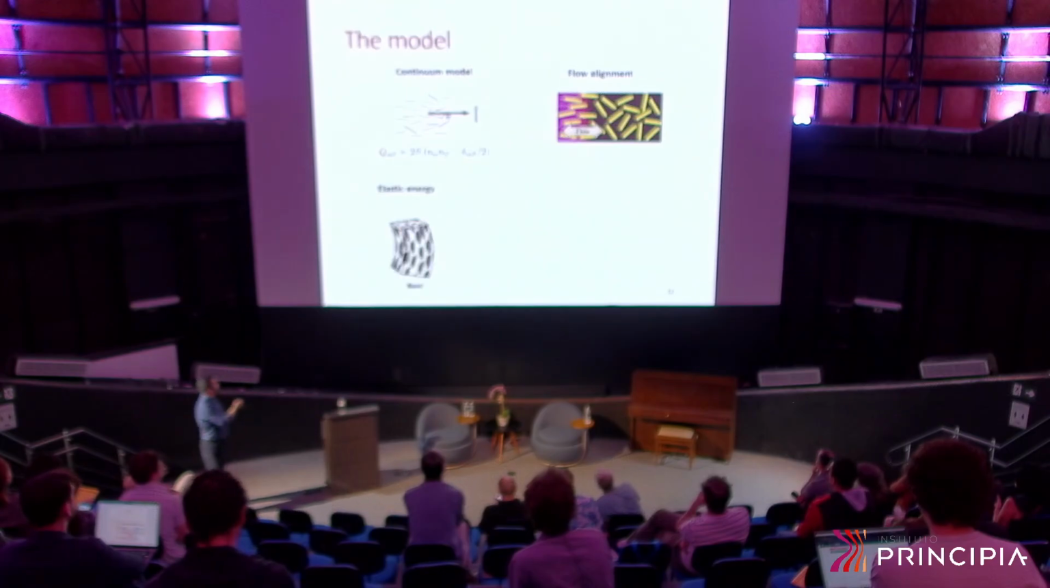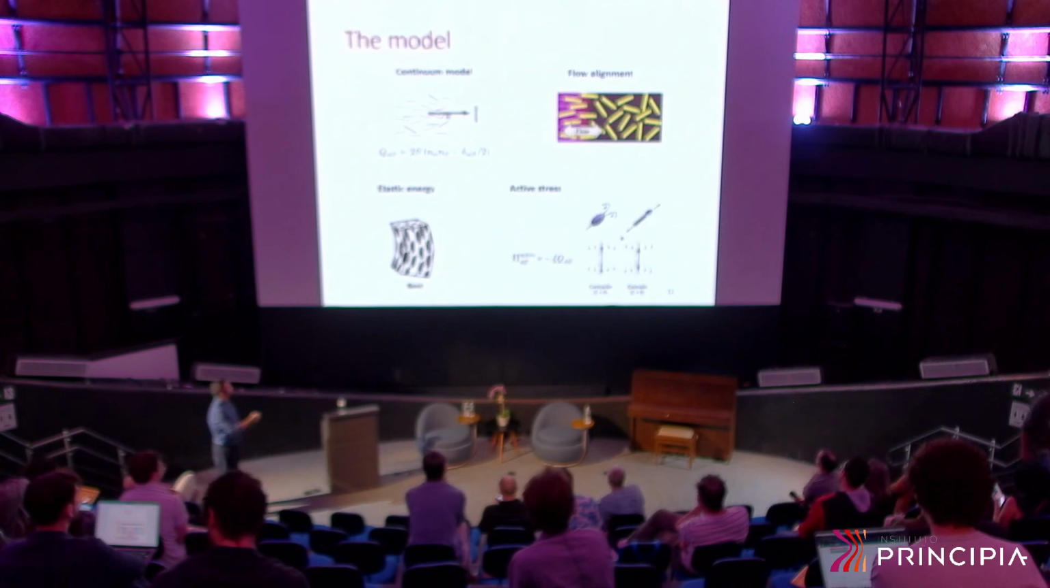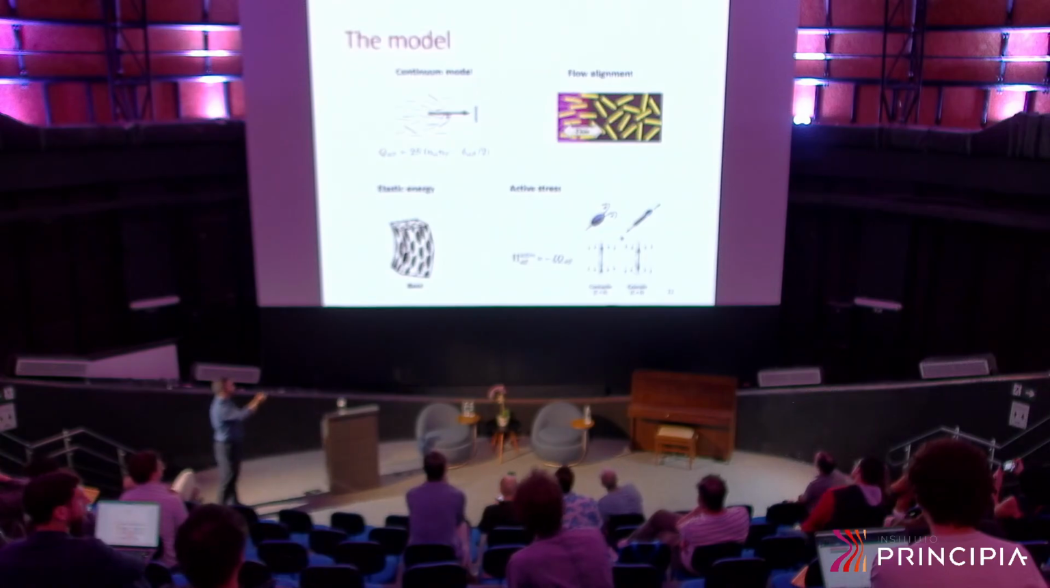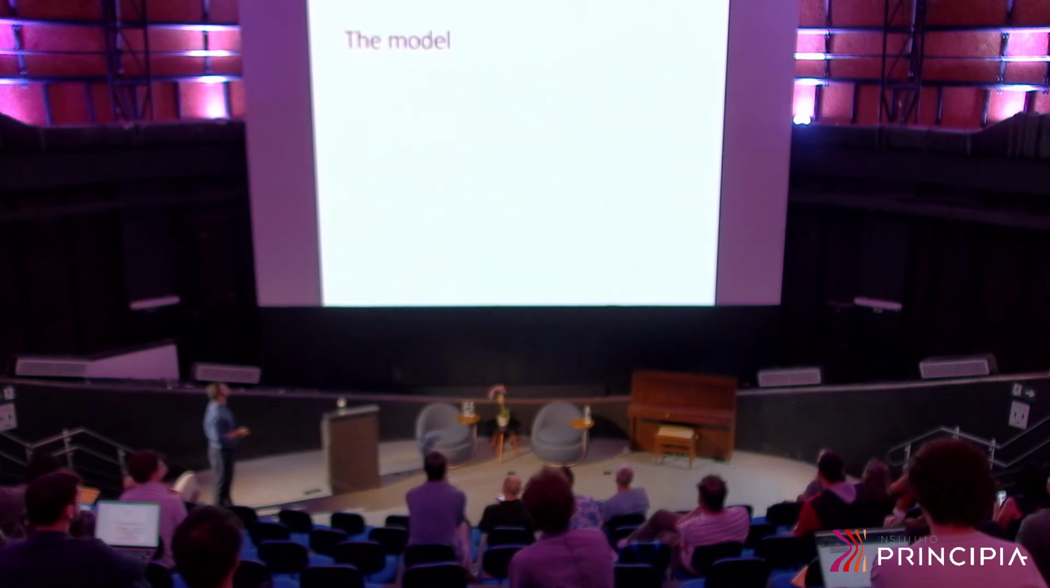There is a penalization of distortions, like the bend distortion and the splay one. And most importantly, we have this active stress that gives the motion of these active nematics. So I have here the activity parameter, zeta, and the tensor order parameter.